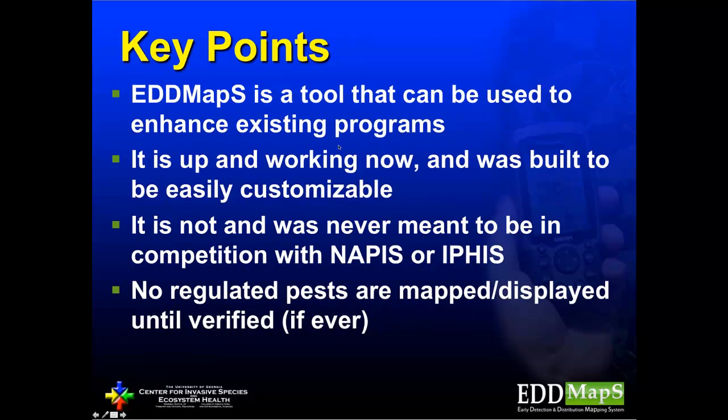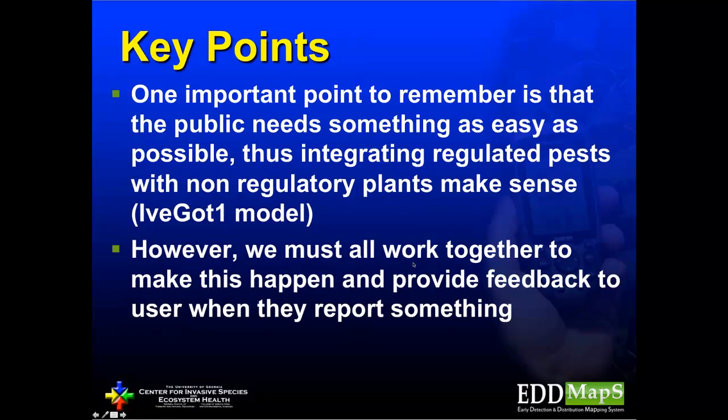EDDMapS is a tool that can be used to enhance existing programs. It's up, it's working now. Regulatory pests, we're now taking some of that data, but it was not meant to be in competition with or replace programs like NAPIS and IFAS that are the regulatory systems. And one thing we've learned, as you're implementing tools like this, is that the public needs something that's as easy as possible.